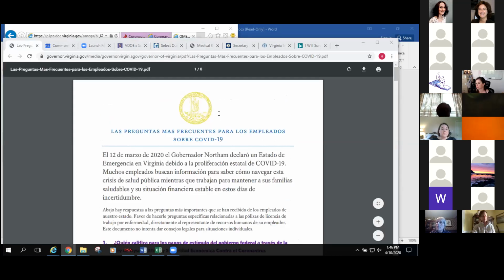I will put these on the Google site. There are FAQs from the governor's office about getting unemployment compensation and navigating that, all of the options that are available to workers. This is about workers. And it just came out today in Spanish. So I'm going to put both links on the Google site so that you can have them. They are both at governor.virginia.gov media. You should be able to find them if you want to look for them right now. And then I'll put them up there.